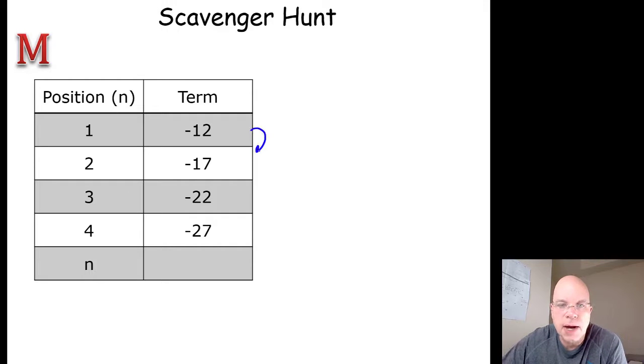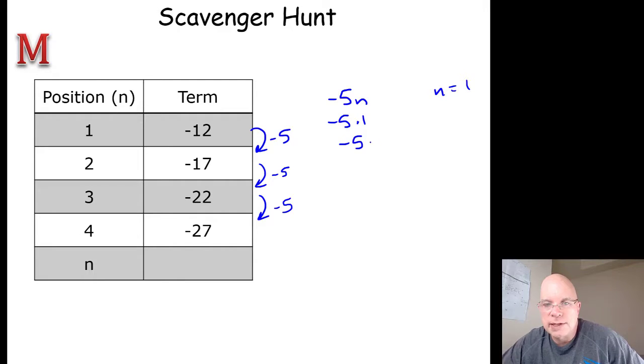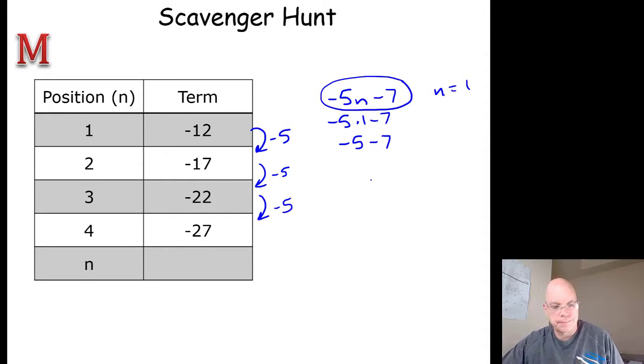For M, we're subtracting 5 each time. And so negative 5n would start the rule. When n is 1, that would be negative 5 times 1, or negative 5. But I need it to be negative 12, so I need to subtract 7 more. Negative 5n minus 7.